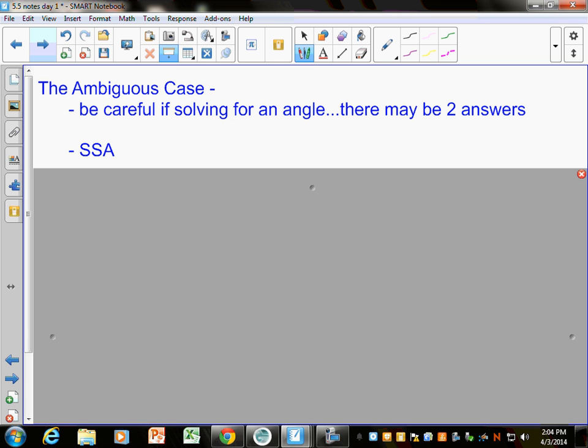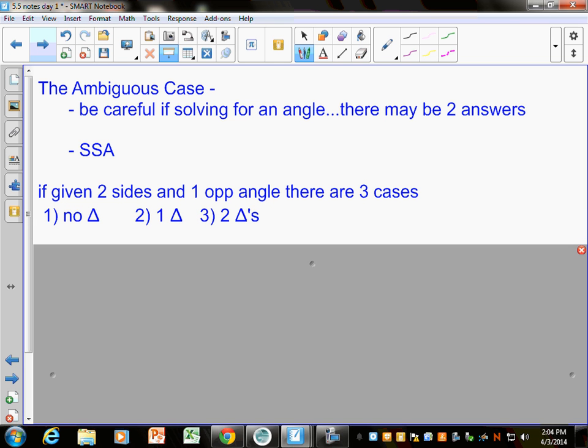Sometimes it works just like we just did and we get a perfect little triangle. But sometimes you get no triangle and sometimes you get two triangles. And so you have to kind of just work it out and see what's going to happen. You don't have to really write, if given two sides and one opposite angle, you could just say it could be no triangle, one triangle, or two triangles. How do you know? You have to just work it out. The pain is when there's two triangles, it's like a two for one problem.